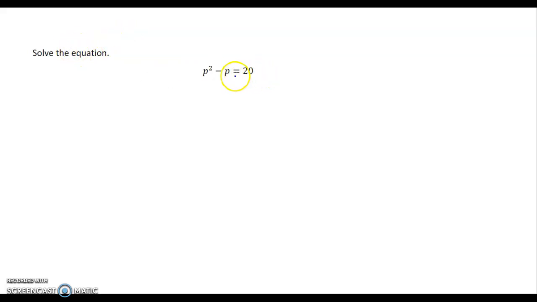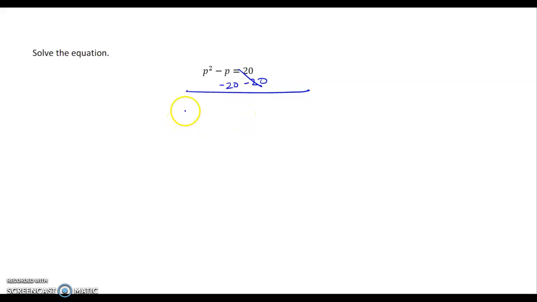Solve the equation. So we have p squared minus p equals 20. Now when we're dealing with a quadratic equation, basically when one of the variables is squared, we want to get everything on the same side equal to 0. So let's first subtract this 20 over.